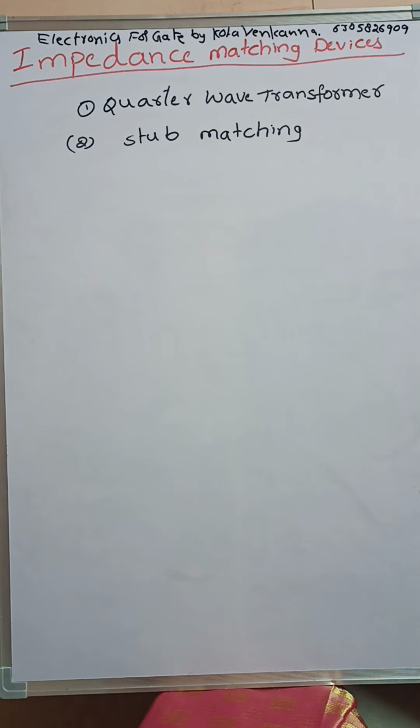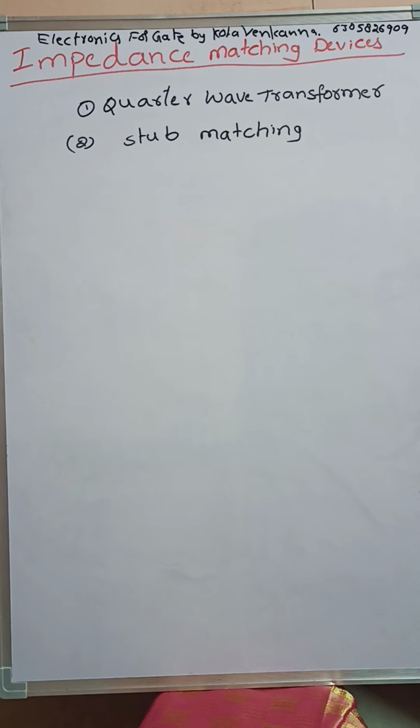In transmission lines, today I want to discuss the topic impedance matching devices. So already we have discussed impedance matching. What is the main importance of impedance matching? When more than two transmission lines are connected, if the impedance between them is perfectly matching, then the maximum power or maximum signals are transferred from one transmission line to another. Otherwise, the signals do not transfer to the load and are reflected back to the source. So that's why we need impedance matching.